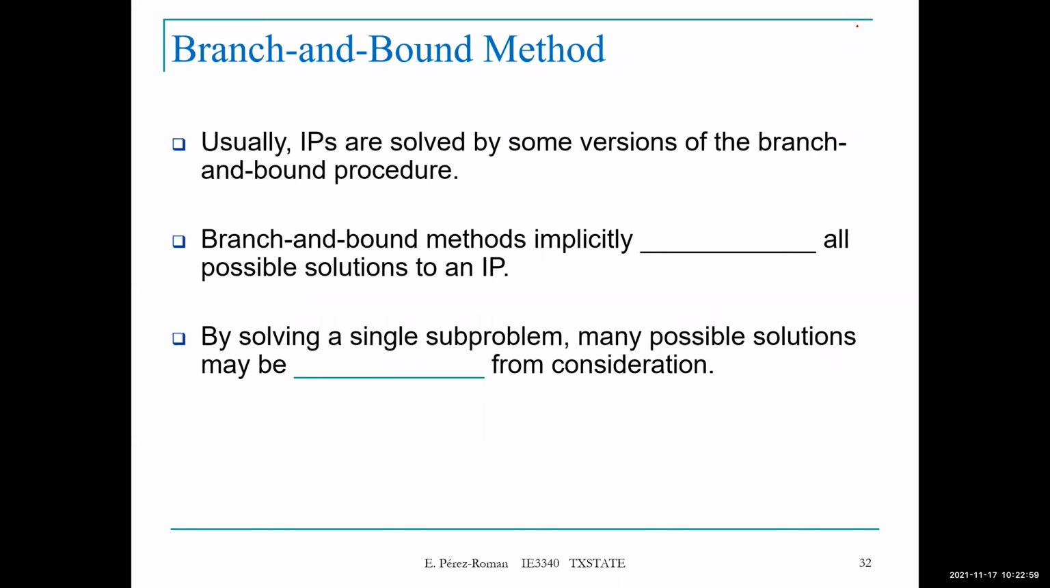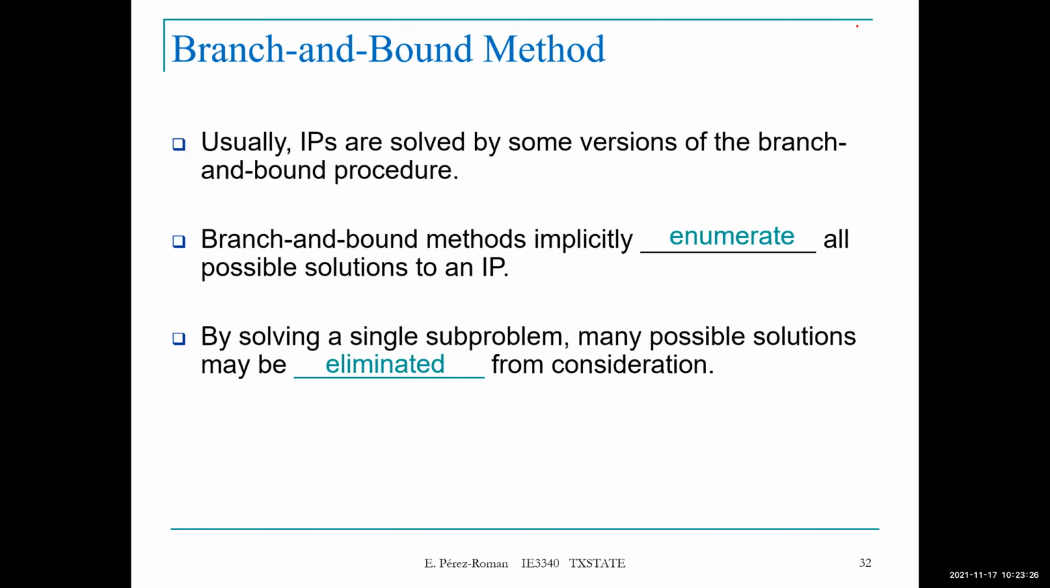So, the branch and bound method. Usually IPs are solved by some version of the branch and bound procedure. Branch and bound methods implicitly enumerate all possible solutions to an LP or integer program. And by solving a single problem, many possible solutions may be eliminated from consideration. So the idea is you find a solution, you branch, meaning that you explore that solution space.